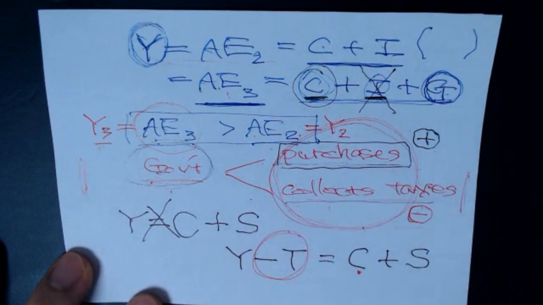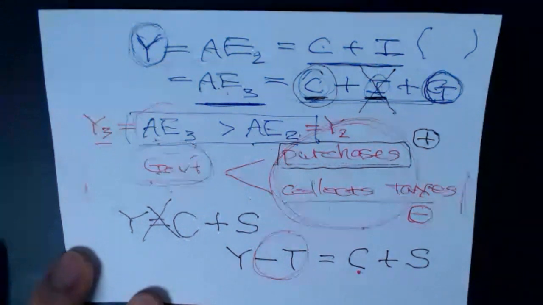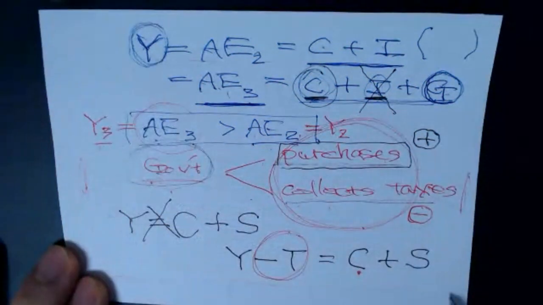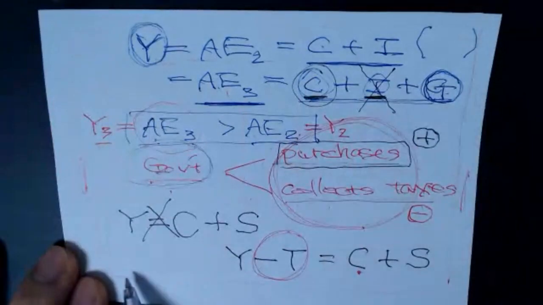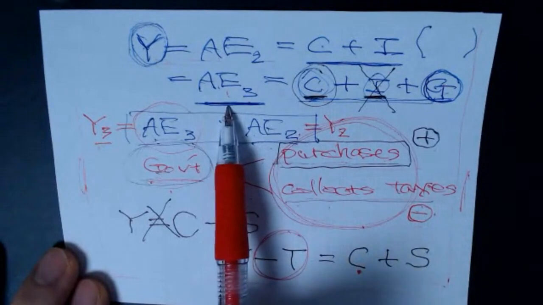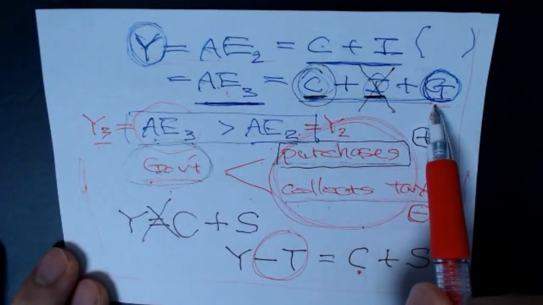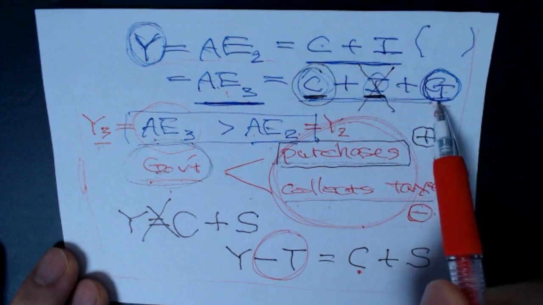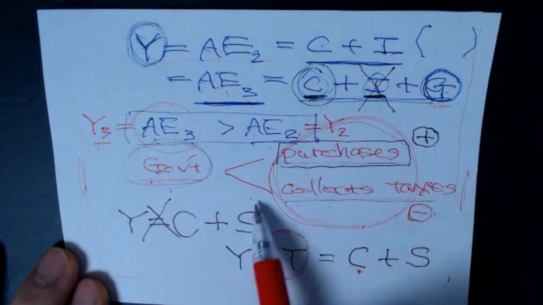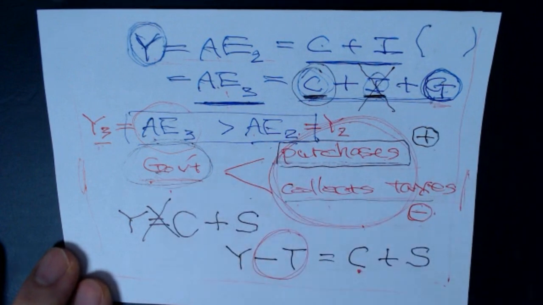The rest of today's learning is all composed of graphs and numerical equations. But we are all about this. Say again, we know that in the three-sector model, we have an additional sector, which is the government. So the government has two functions. It purchases, but also collects tax.